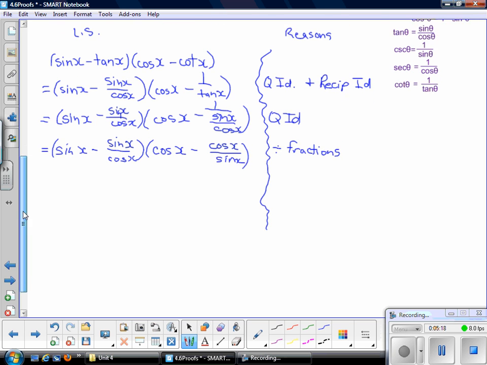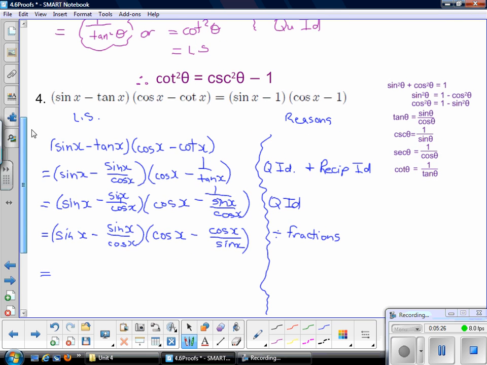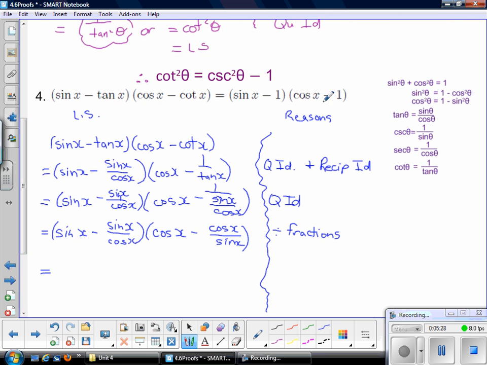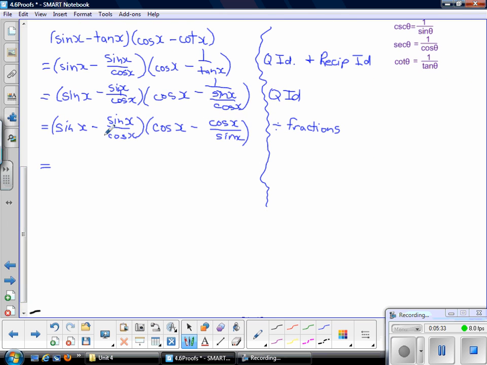Now when I look at it, eventually I will do FOIL, I think, but I'm not sure. So I'm going to go back up and look to see, well, I need a sine x minus 1 and a cos x minus 1. So I think I'm still going to work with what I have, and I'm going to find a common denominator. So this is over 1. So my common denominator is going to be cos x.